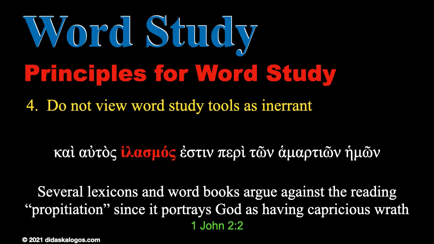Lexicons and word study tools are made by humans, and they are not inerrant. They do have mistakes. For example, in 1 John 2:2, it says, kai autos hilasmos estin peri ton hamartion hemon. Well, the meaning of the word hilasmos, you'll find in some lexicons argue against the reading of propitiation, and they'll argue for expiation, the cleansing of a sin, rather than the propitiation of a sin, simply because they don't think God can have any kind of wrath.